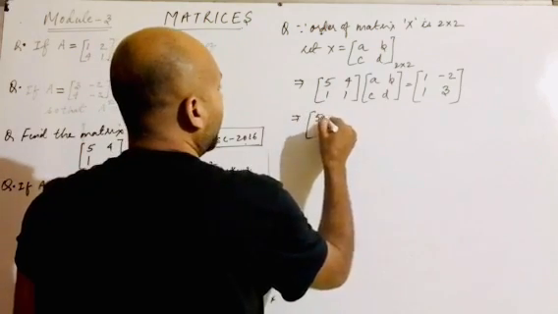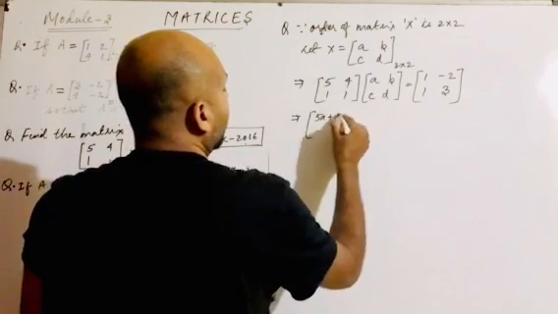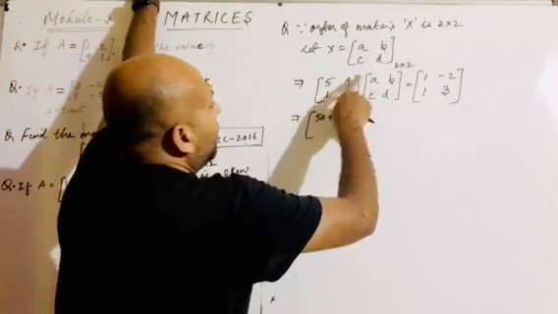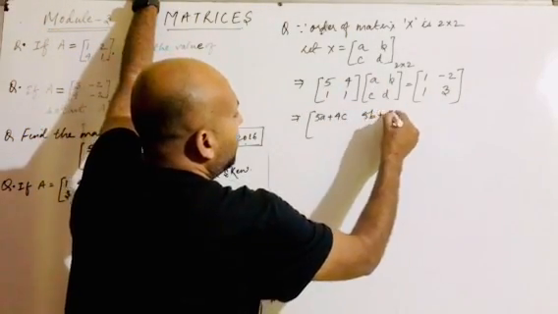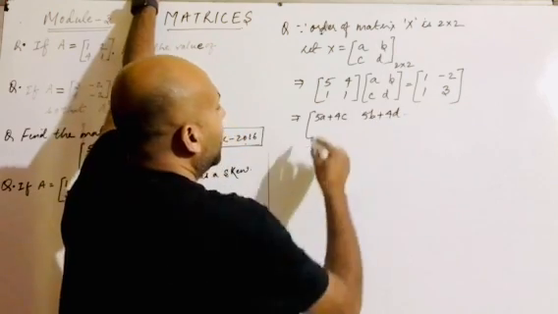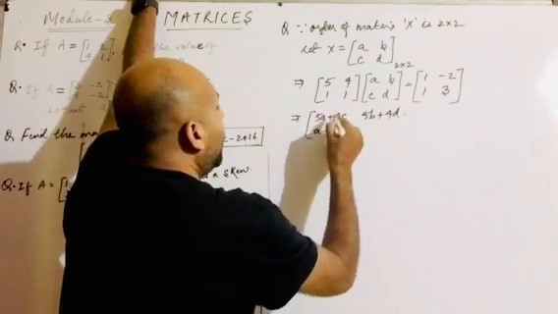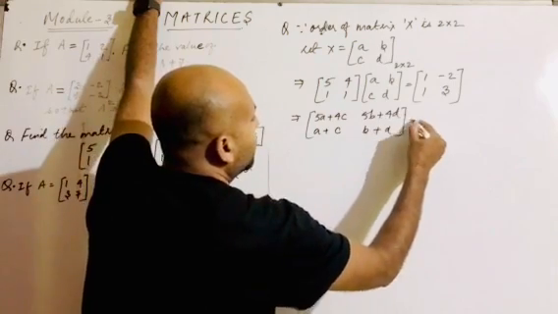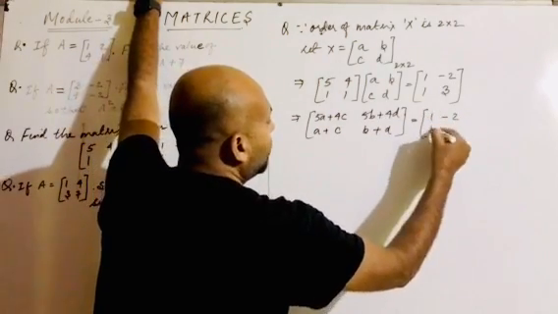Now I'll do the multiplication here. 5 into A will be 5A, plus 4 multiplied by C, that is 4C. Then 5 multiplied by B is 5B, plus 4 multiplied by D, that is 4D. 1 multiplied by A, plus 1 times C, is A plus C. Then B plus D is equal to, I'm having here, 1, -2, 1 and 3.